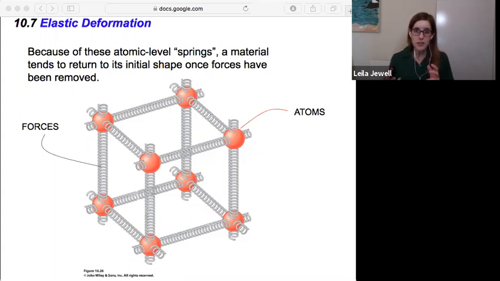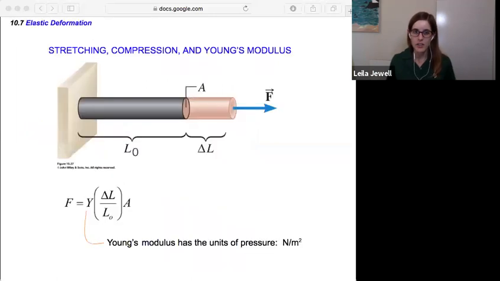So this is something we can look at as the elasticity of materials, the tendency of materials to be able to take a force and change, deform, compress, warp, shear, what have you, but then be able to spring back and return to the same initial state. So we'll look at a couple of different forms of deformation. One is stretching and compression, which involves Young's modulus.